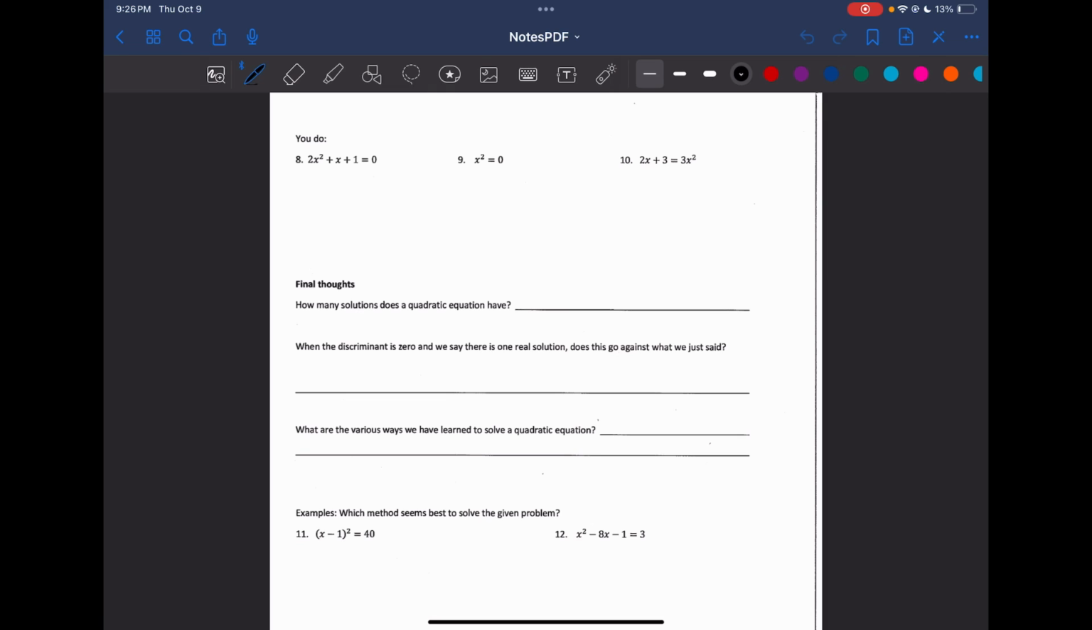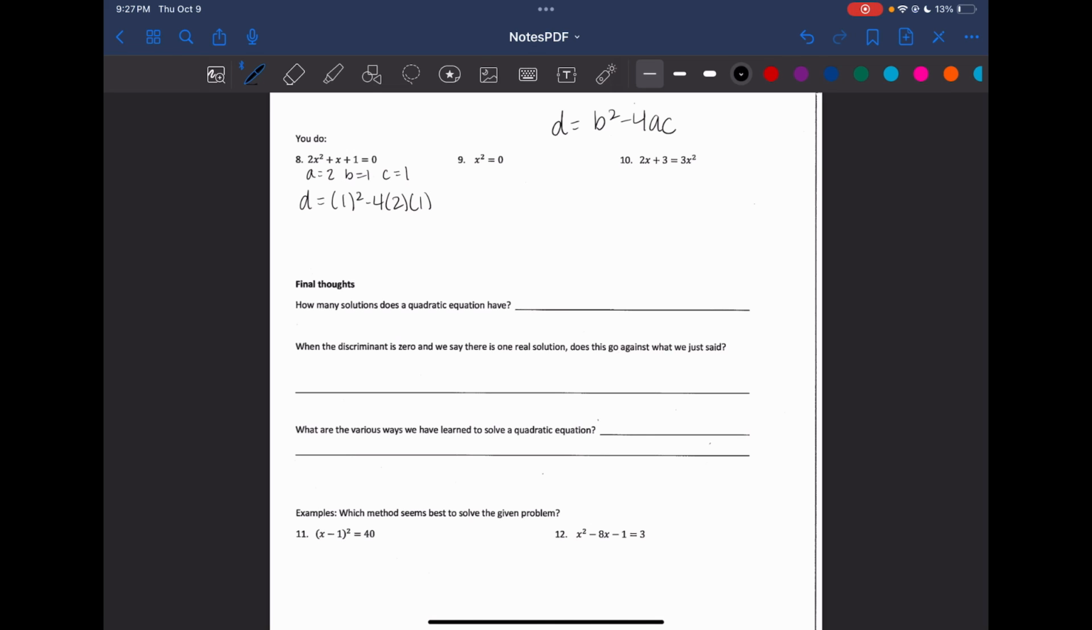If you can recall from yesterday, we had to use the discriminant to determine how many solutions we would have for our quadratics. So that formula is D is equal to b squared minus 4ac. So all we have to do is identify our A, B, and C and go from there. So in number 8, A is 2, B is 1, and C is also 1. So I'm just going to go ahead and plug that into the formula. So D is equal to 1 squared minus 4 times 2 times 1.